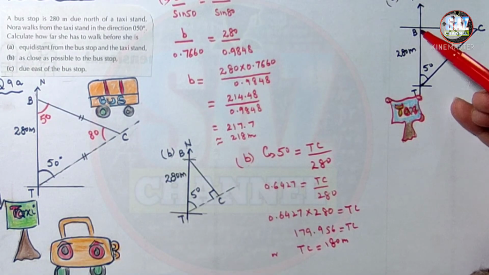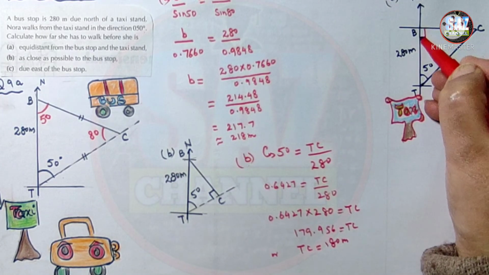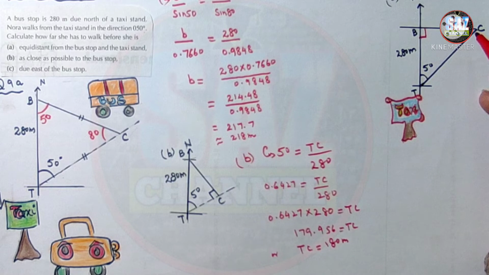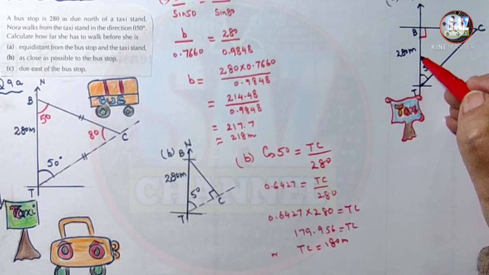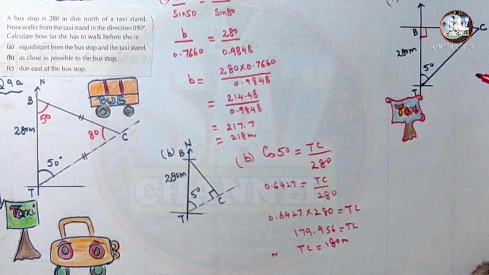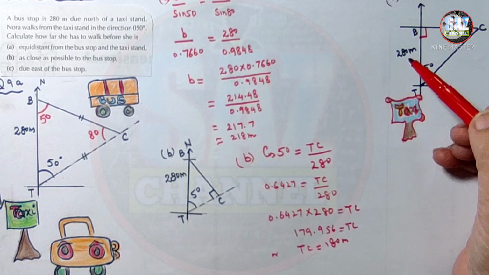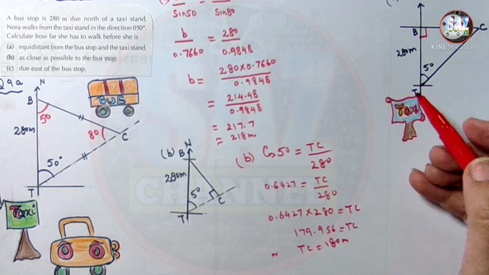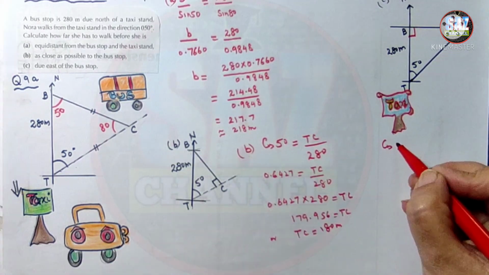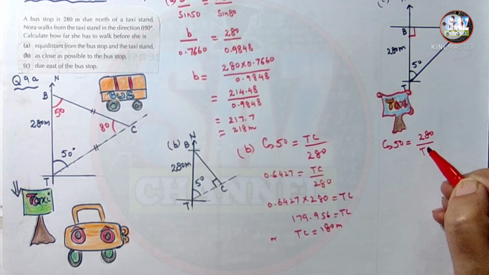Moving to the third part that says due east of the bus stop. So this is the bus stop, and she stands at such a position that she remains on the east of the bus stop. So she will be making a right angle at the vertex B, and we will again have a right angle triangle. In this case, the distance between taxi stand and Nora will become the hypotenuse. Again we have to apply adjacent upon hypotenuse, which trigonometric ratio is cos 50 degrees. Cos 50 degrees equals adjacent 280 upon TC.